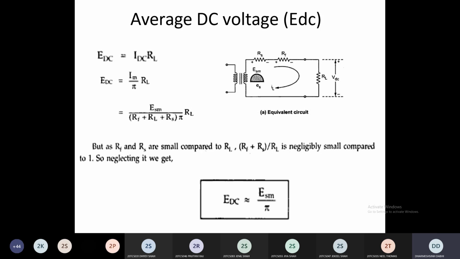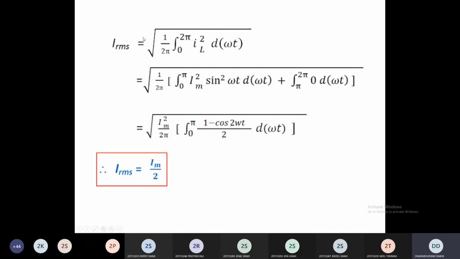Now, what is the RMS value of this load current? RMS value of current we have derived by using this equation. You can see here, that is the square root of 1 upon 2 pi integration 0 to 2 pi of the square of the load current, IL square, into d omega t. That is the equation of RMS load current. Clear? So here again, same way, we separate this integration 0 to 2 pi into 0 to pi and pi to 2 pi. And as we know, between pi to 2 pi we get the 0 value.